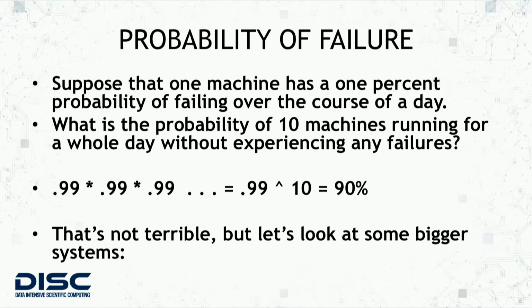Now, suppose you had two of those machines, and each one has a 99% probability of working over the course of one day. What's the probability of those two machines experiencing at least one failure over the course of a day? Well, it's 99% times 99%, which works out to be 98.01%.